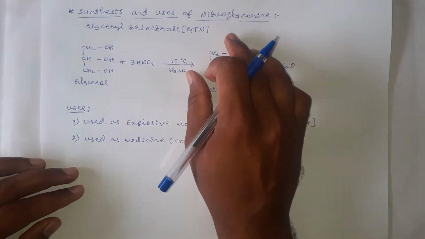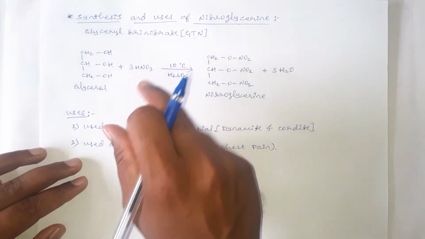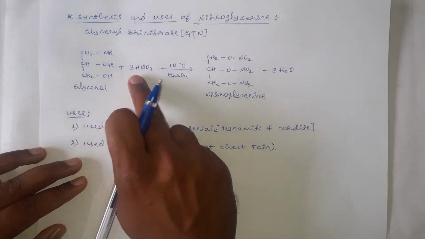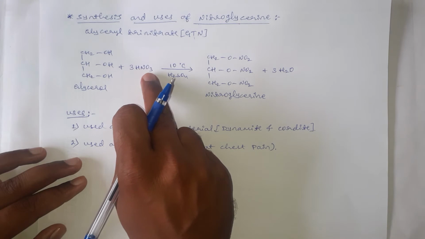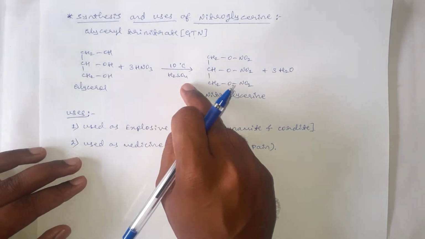This nitroglycerin is also called glyceryl trinitrate, and it can be synthesized by treating glycerol with concentrated nitric acid, 3 moles of HNO3, at a low temperature in presence of H2SO4.